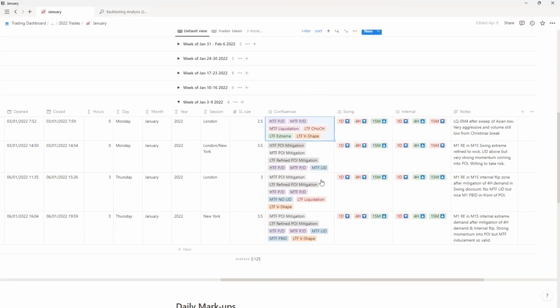I try and put in as much detail as possible, because that's going to make it as easy as possible when you're analyzing the data at a later date. Obviously, I have my swing and internal structure as well. That's very important to me for this strategy.